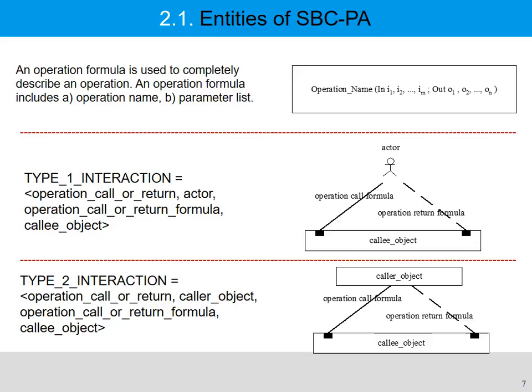There are two kinds of interaction in SBC process algebra. Type 1 interaction is a kind of interaction between the outside actor and the COE object. Type 2 interaction describes the interaction between a caller object and the COE object.